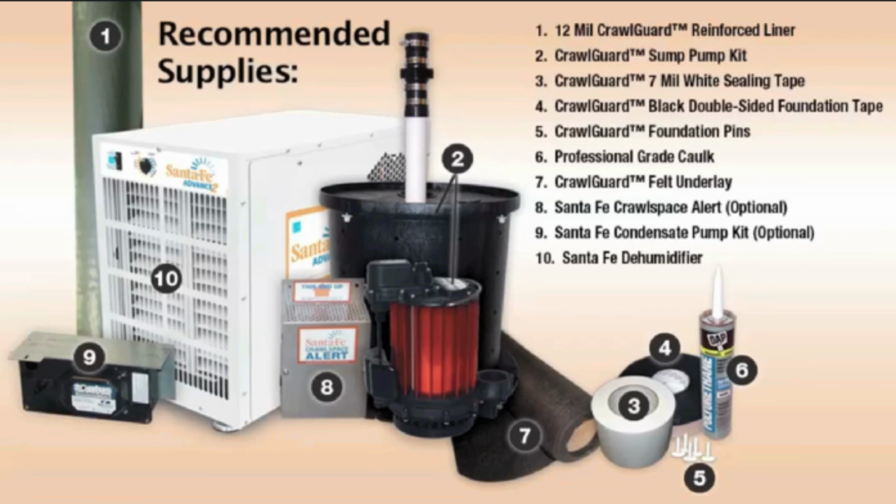Our third supply is a 7 mil white sealing tape. Our fourth item needed is a CrawlGuard black double-sided foundation tape. The fifth item needed is CrawlGuard foundation pins. The sixth item needed is professional grade caulk. The seventh item needed is a CrawlGuard felt underlay.